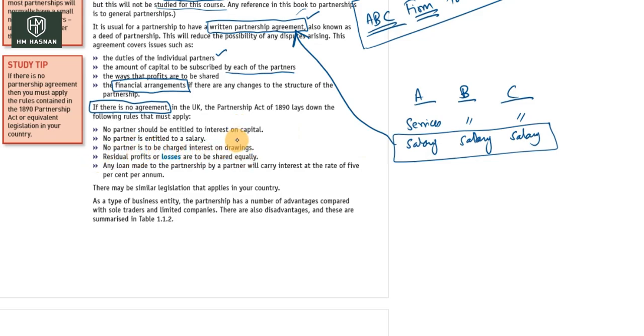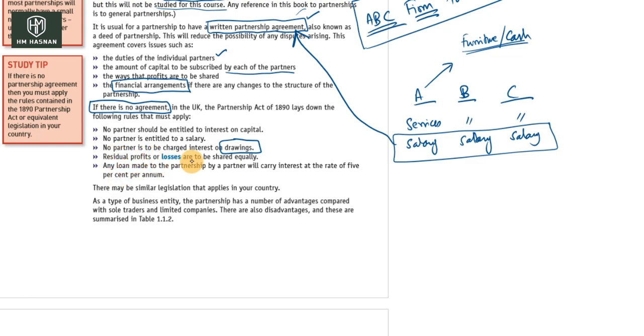What are drawings? Assets withdrawn by the partner from the business. That is the drawings. No partner is to be charged interest on drawings. For instance, if Mr. A takes furniture or cash from the business, then B or C is not entitled to charge interest against Mr. A.